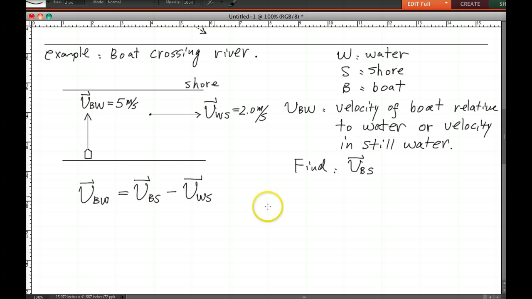It's pretty easy. If you want to find this out, just isolate it. Move this one to the other side. So the VBS equals VBW plus VWS.